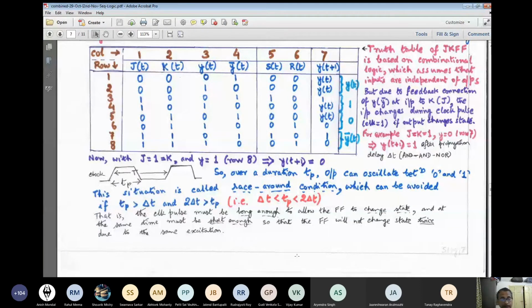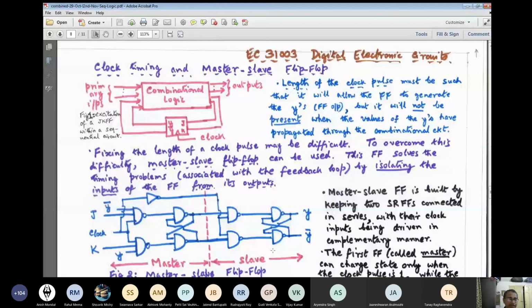You can never predict what type of clock I shall get. Different customers can produce different amounts of clock. So fixing the length of a clock pulse may be very difficult, if not impossible. To overcome this difficulty, we should always use a master slave flip-flop. That means use another flip-flop. One is master, the other is slave.